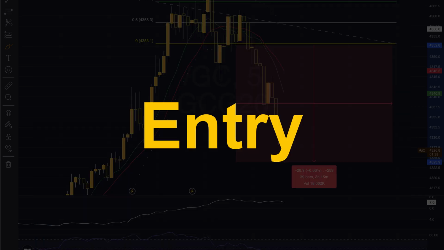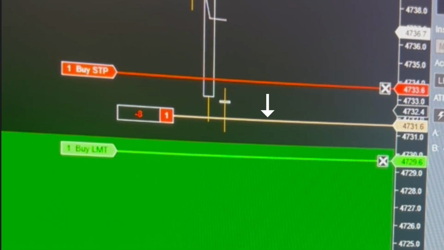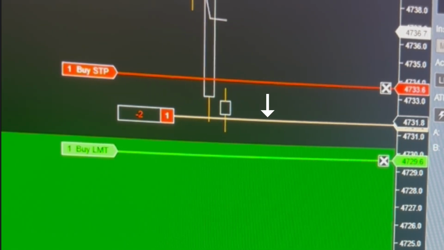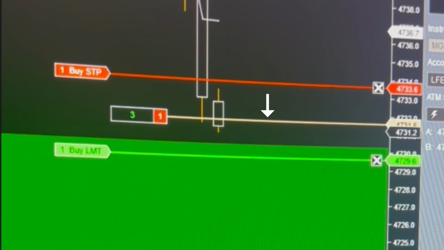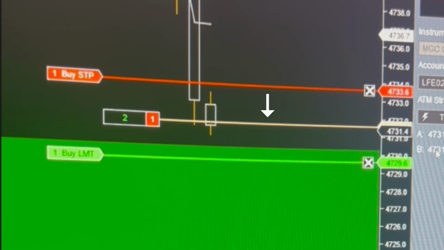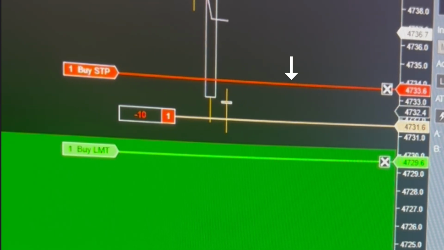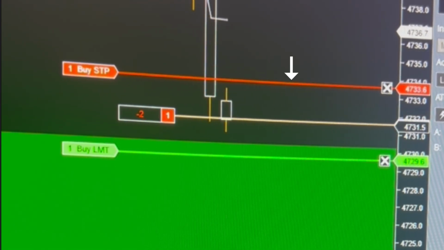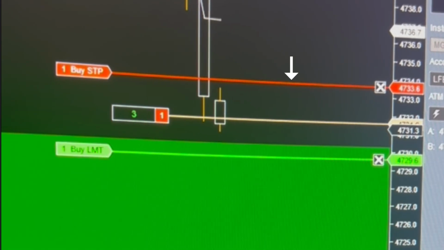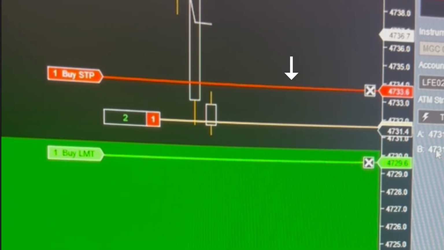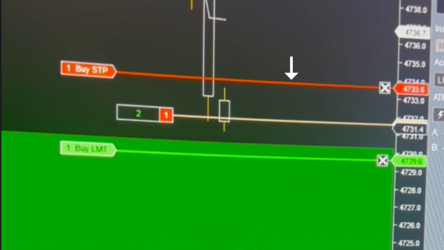Entry. This is the exact moment in price where you click the button and get into the trade. In my runaway train strategy, this happens right after a strong close outside the station. Exit. This is when you get out of the trade, hopefully with 20 ticks in your pocket. It's the end of the ride, whether you hit your target or you get stopped out.